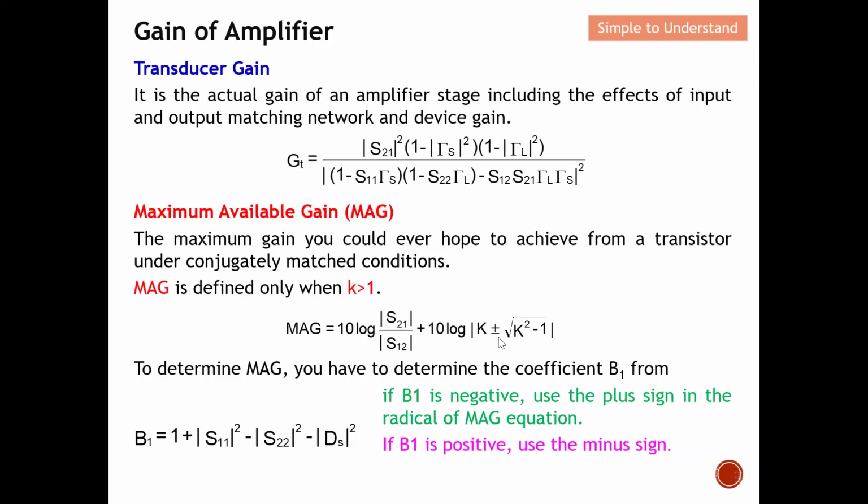So in short, before you can calculate the maximum available gain, you need to calculate this coefficient B1 first. Once you calculate B1, it can be either negative or positive. If it's 0, then you call this positive. Once it's positive, we use this minus term here. If B1 is negative, then we will use the plus sign here. So this is how we can compute the maximum available gain.